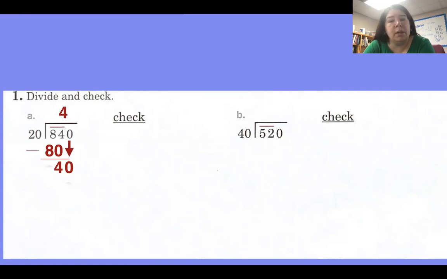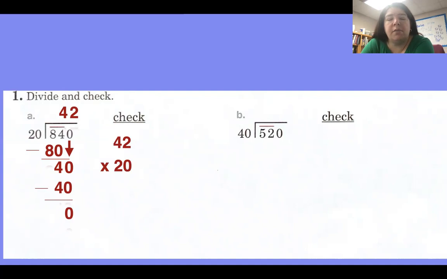40 divided by 20. That's an easy one, isn't it? Equals 2. 2 times 20 equals 40. And we subtract and get 0. So now we are done. They're asking us to check, and we check the same way we do with any other division problem. We multiply the quotient, which is the answer, 42, by the divisor, which is 20, and we should get 840. Let's see if we do.